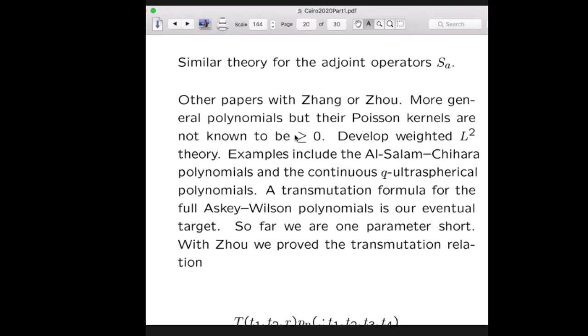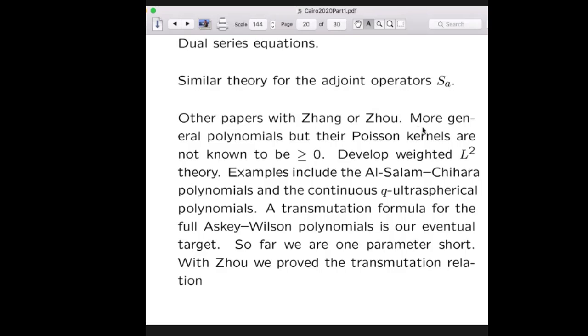Okay, so other things that were worked out: there are more general polynomials, like the Al-Salam-Chihara polynomials and continuous dual Hahn, continuous q-dual Hahn polynomials, and so on. Their Poisson kernels are not known to be positive. We don't know if they're positive or not. So this approach using Korovkin's theorem does not work. So we had to develop a different approach using L2, and that approach accommodates the other ones.